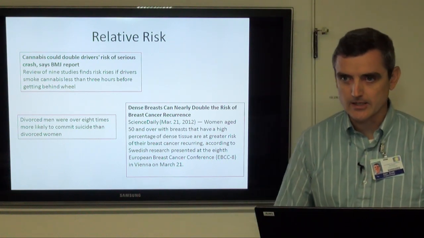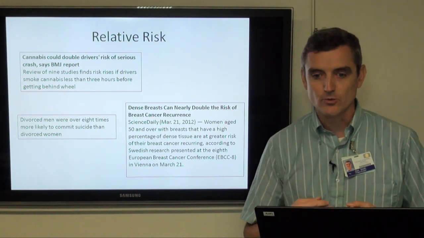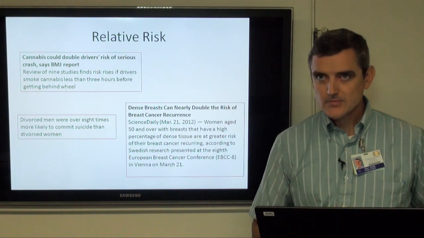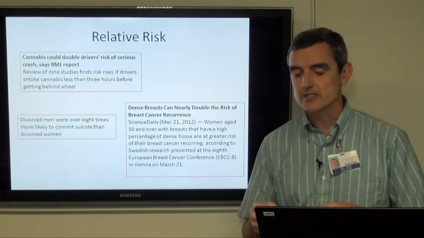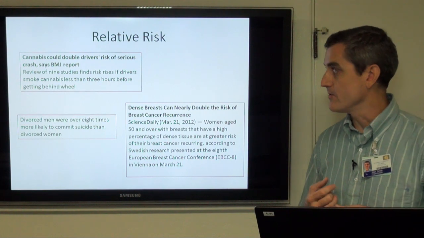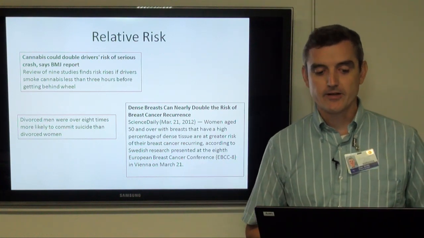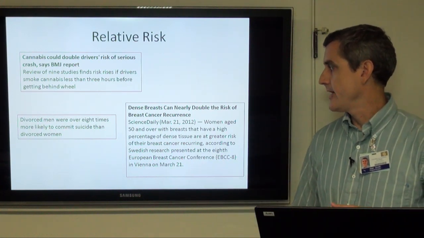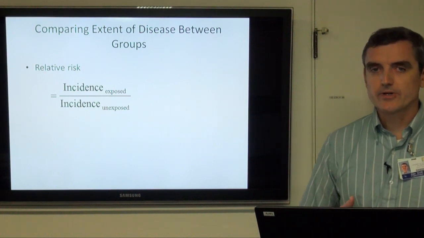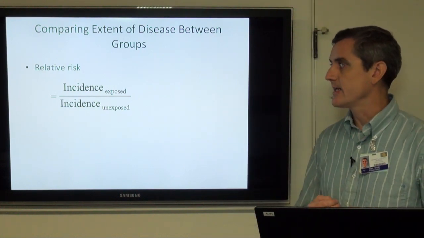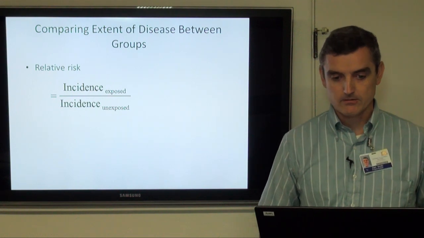Okay, so that was attributable risk. Again, the amount of disease or injury or death that is due to an exposure. Relative risk is where we're saying a certain exposure doubles your risk or has some proportionate increase in risk of disease or death. Examples here: cannabis can double a driver's risk of a serious crash. Divorced men are more than 8 times more likely to commit suicide than divorced women. And dense breasts can nearly double the risk of breast cancer recurrence. That's what we're getting at with relative risk. It's simply the incidence rate in the exposed group divided by the incidence in the unexposed. Just the ratio of those two incidence rates.